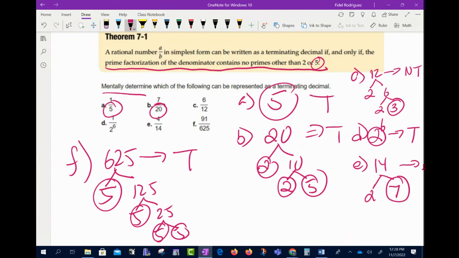That's what we're looking for. Again, when I break this down, y'all, if we have 2s and 5s, we're good. And it doesn't matter how many 2s or how many 5s we have. The problem is when we have numbers like 3s and 7s and 11s and 13s and things like that, okay?